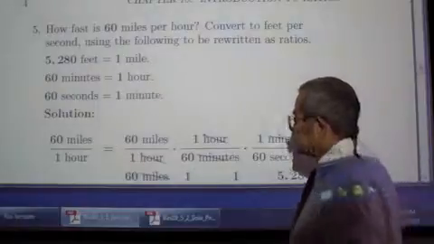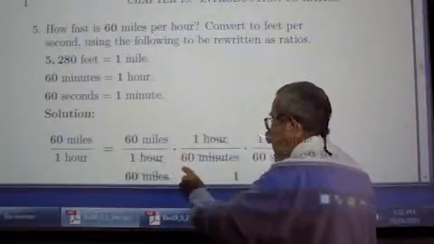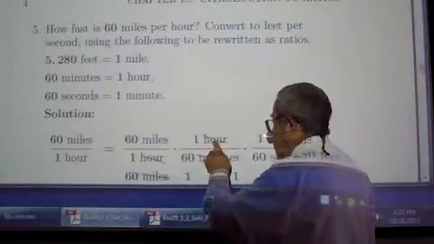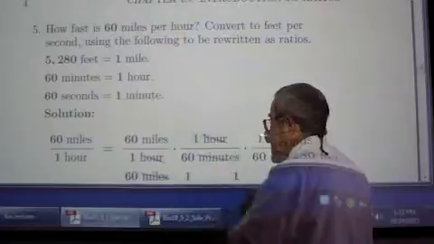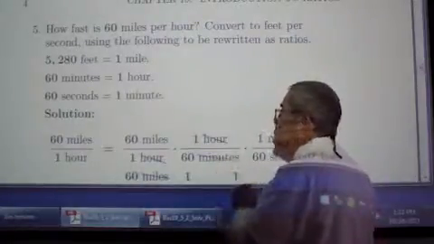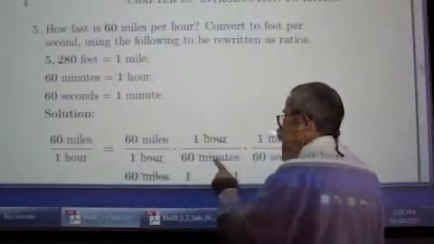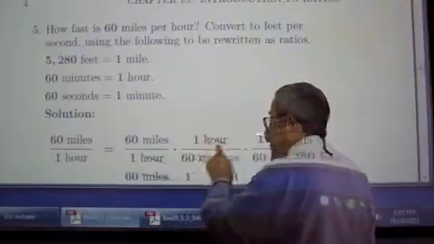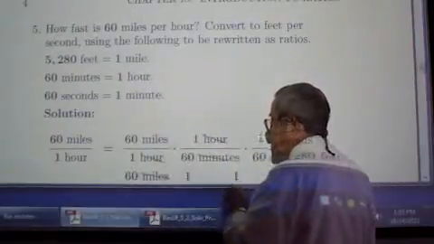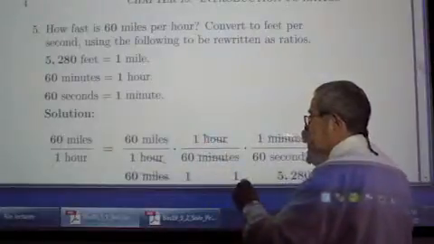You start with 60 miles per hour. You multiply miles per hour by 1 hour over 60 minutes. There is 1 hour per 60 minutes. The hours are in the numerator because you want to get hours over hours. That drops out. That's like 7 over 7. That's 1. So you have to multiply or divide by 60.